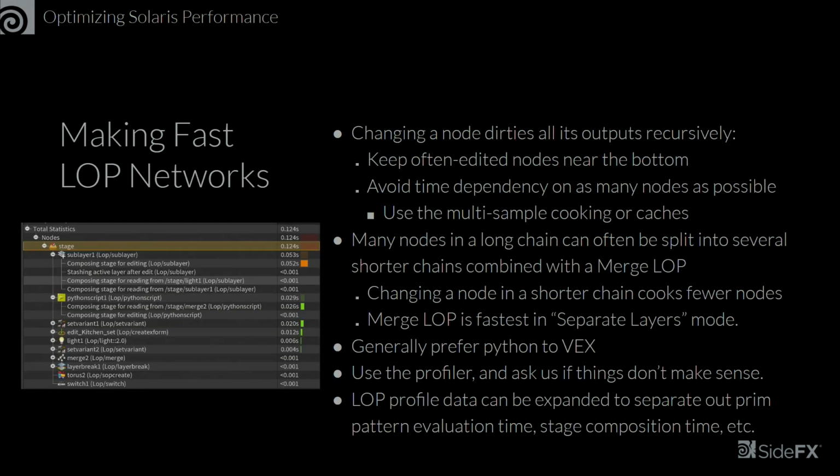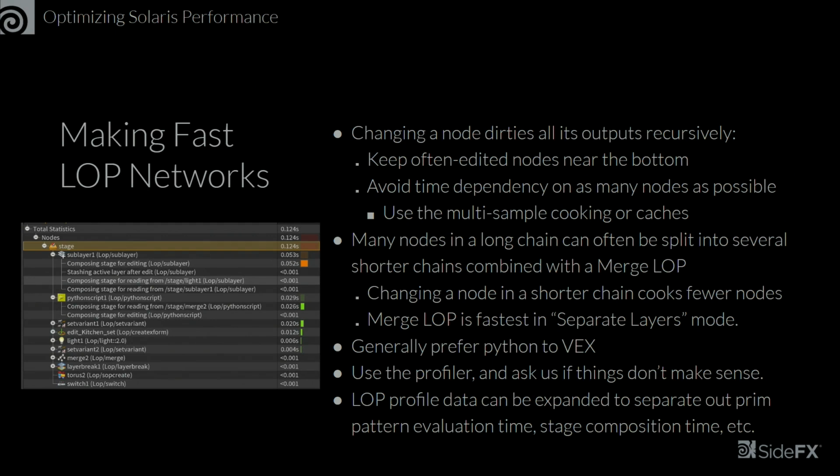So let's say you're not writing LOP nodes, you're just making LOP networks. How do you make your LOP networks fast? Like every other node in Houdini, if you change a node upstream, that dirties all of its outputs and all of those nodes' outputs and so on. The dirtiness just propagates all the way down to any connected node. Which means that if you are changing a node up here at the top and you're displaying a node at the bottom, a change at the top means that all the nodes in between have to cook so that the viewport can update.